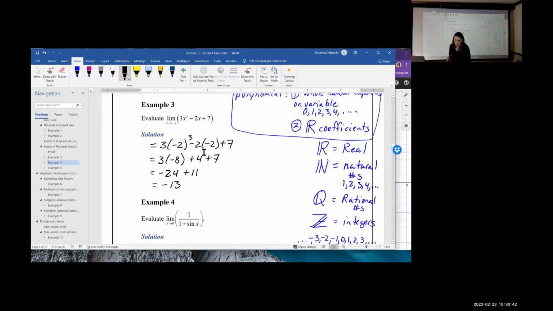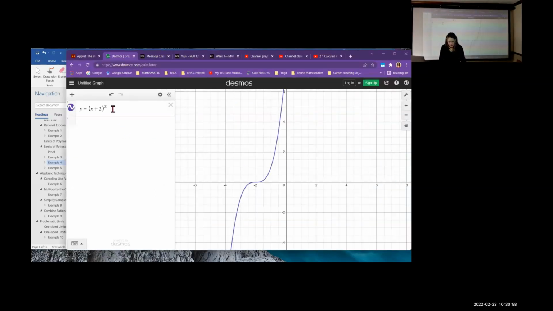Now, the next one, what does that mean? That means as you trace along the graph of that rational or polynomial function, as x approaches -2, the y value goes to -13. That's what it means. Let's graph it so that you see it. Somebody tell me what it was. It was 3x cubed, then what? Minus 2x plus 7.